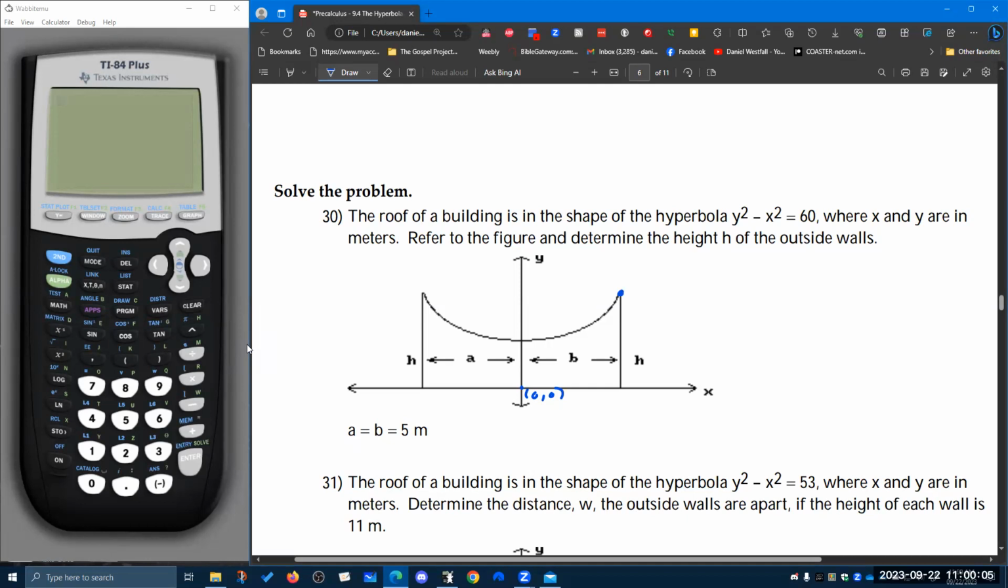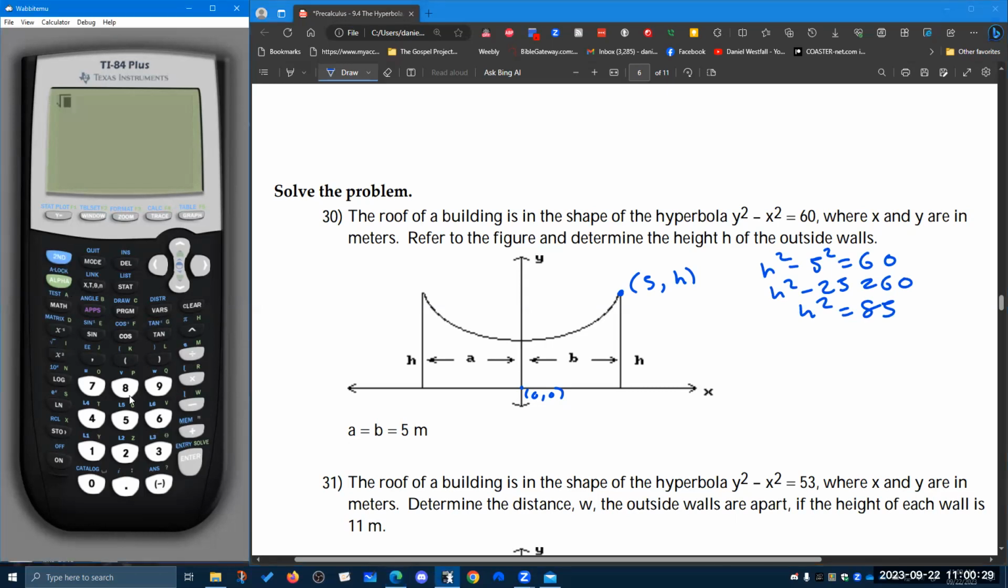That means at this point over here, because they tell me that A and B are 5 meters, has an x-coordinate of 5 and a y-coordinate of h that I'm trying to solve for. So h squared minus 5 squared is equal to 60. h squared minus 25 equals 60. h squared equals 85, and h is going to be about 9.2 meters.